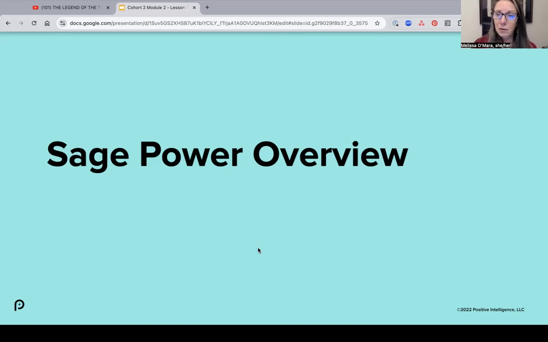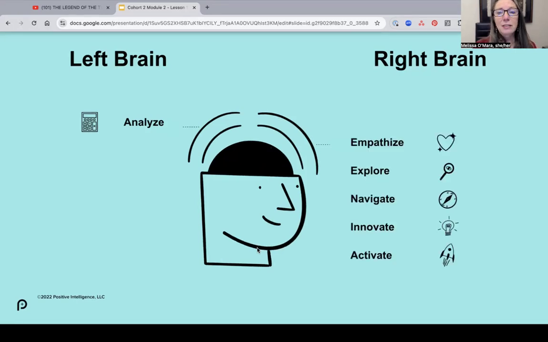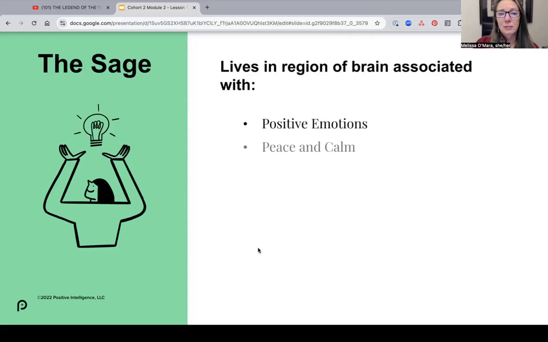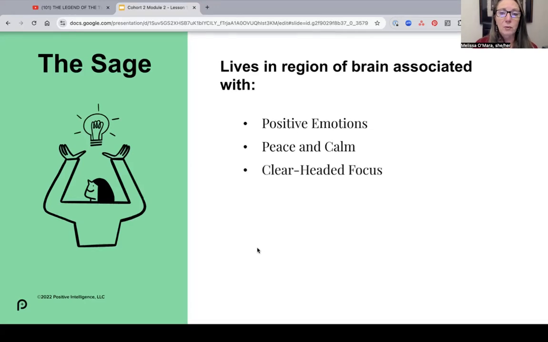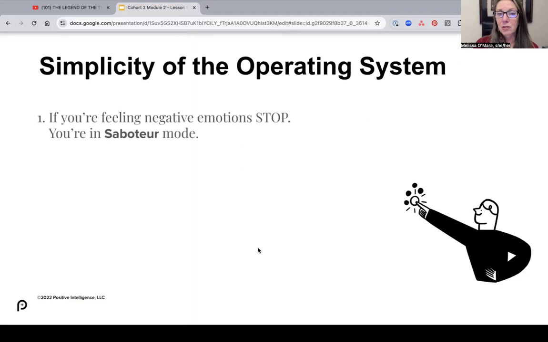And then the third muscle that we want to grow as interveners is the sage power. Sage lives, as I mentioned, in the analytical part of the left brain and also in the right brain. And the sage powers are empathize, explore, navigate, innovate, and activate. So the sage lives in the regions of the brain where positive emotions, peace and calm, clear-headed focus, creativity, big picture thinking live. And the sage operates from the sage perspective, which basically says, who knows what is good and what is bad? Anything can be turned into a gift. We can cope and we can find our way forward.